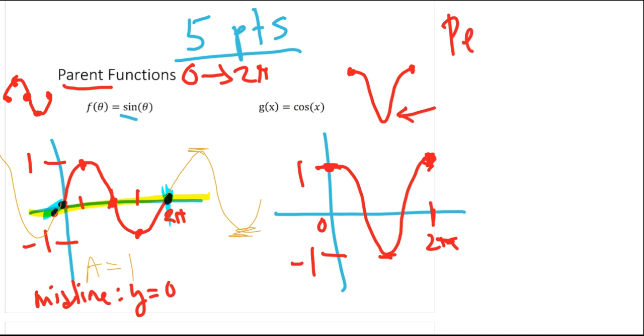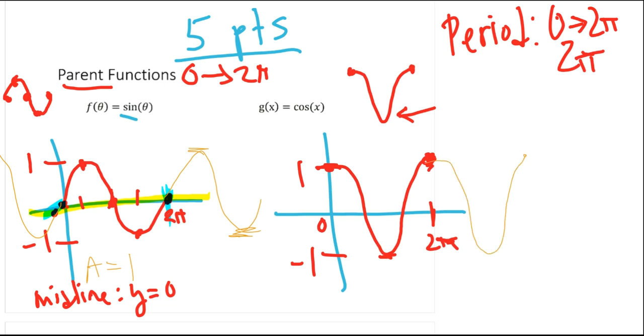For the period, basically how long it takes to start repeating, it starts at 0 and then it goes to 2 pi. So technically it takes 2 pi to repeat. So once again, if you wanted to, you could continue this. And technically this right here would be 4 pi, since once again it takes 2 pi to repeat. So you just go ahead and do that. But for right now, you don't really need to know that.